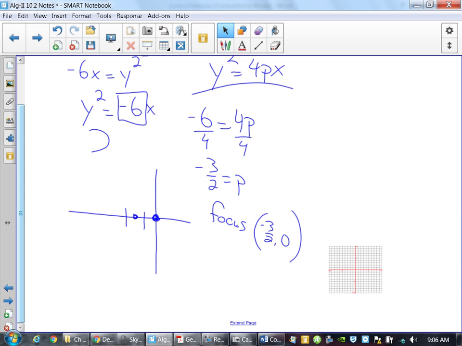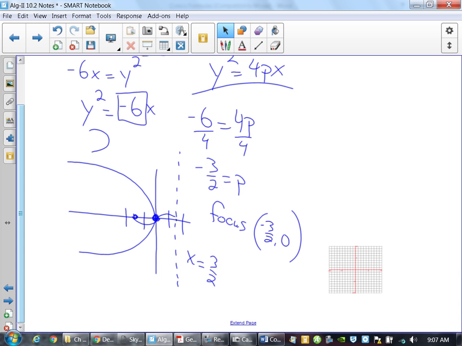I have a directrix going the same distance the other way, 1.5, but it's a vertical line. So what's the equation of my directrix? I moved this way 3/2, this way 3/2. So the equation of the directrix is x equals 3/2. And it has to open left, and you're done. That's it. That's what that would look like.